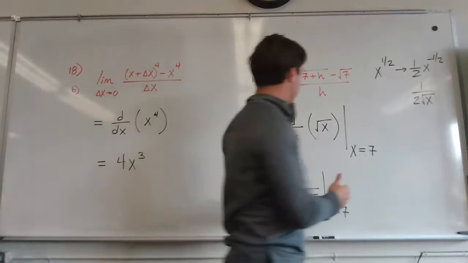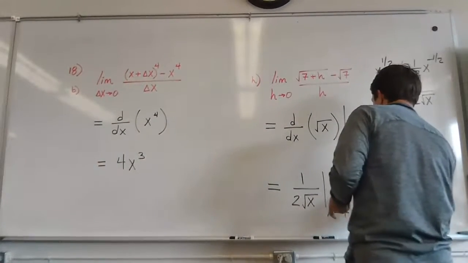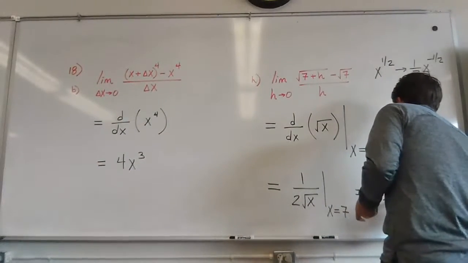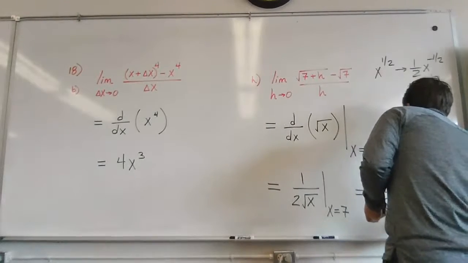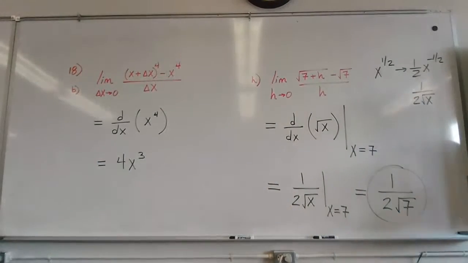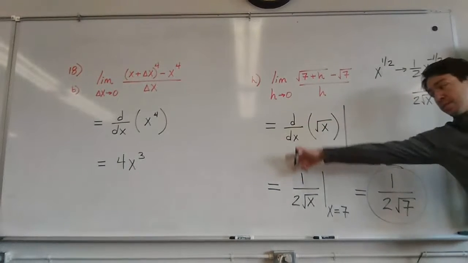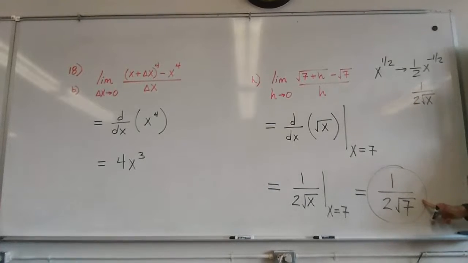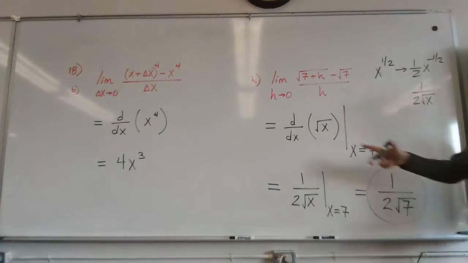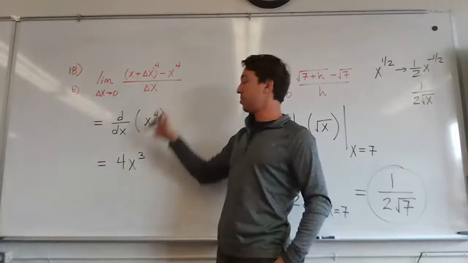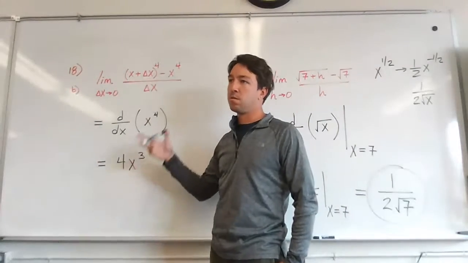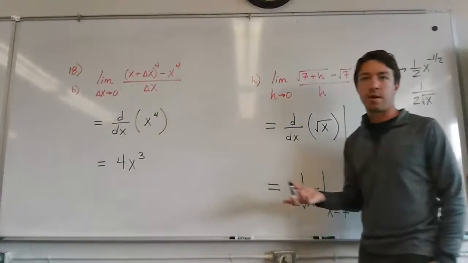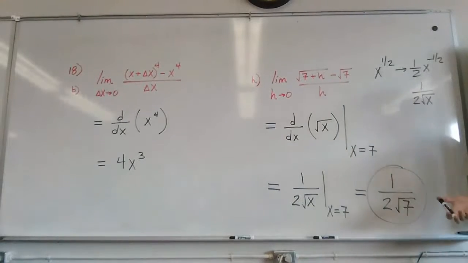Almost. So that now we can actually evaluate it: 1 over 2 root 7. Would that be the limit? Yeah, so notice the equal signs. This limit is actually equal to a number, which is a little bit different than this last one. This limit was actually equal to a function. So that's a distinction that you have to be able to make when you're looking at these.